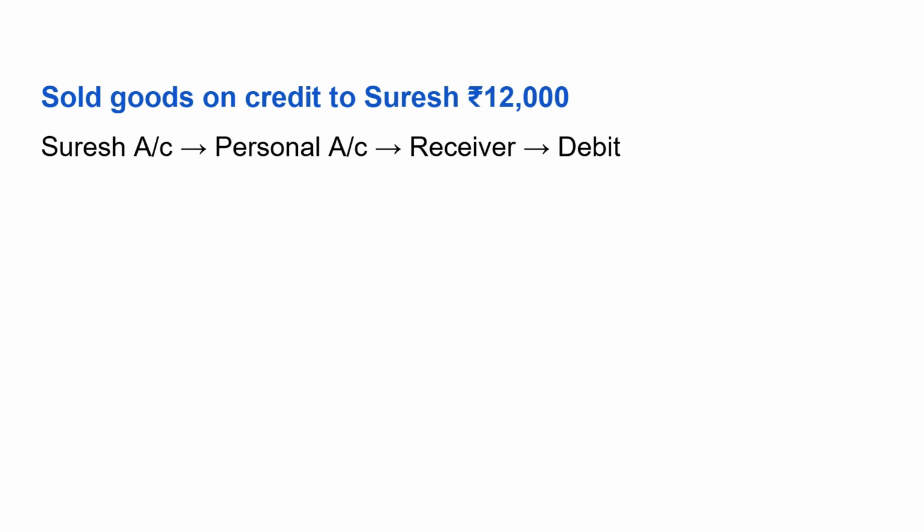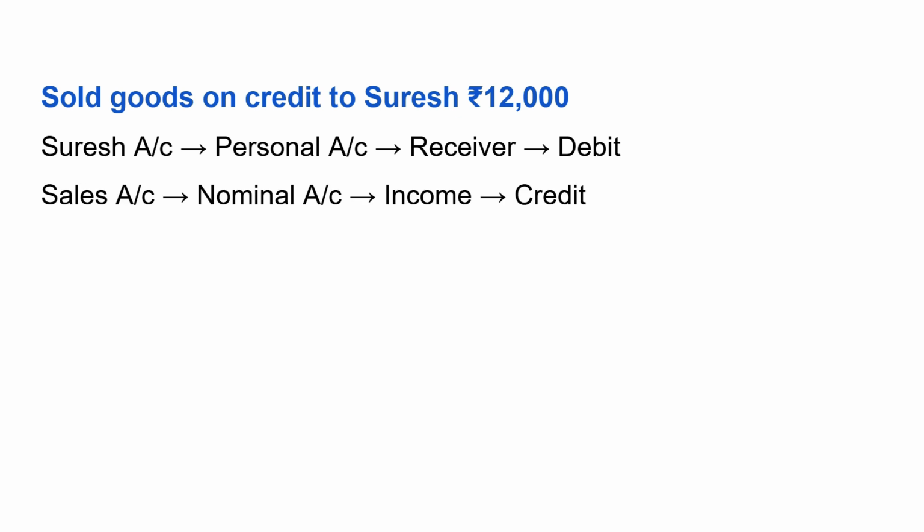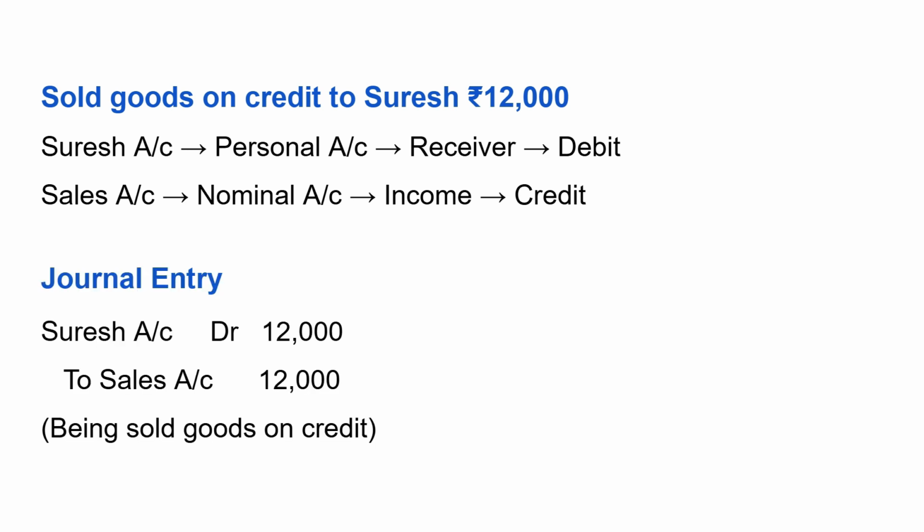So it is debited. And sales account. Sales account is nominal account and sales is income. After selling the goods, we receive money. So sales is income. So it is credit. Here we sold the goods on credit. Suresh has not paid us immediately, but he will pay us. So the journal entry is Suresh account debit 12,000 rupees to sales account 12,000 rupees.